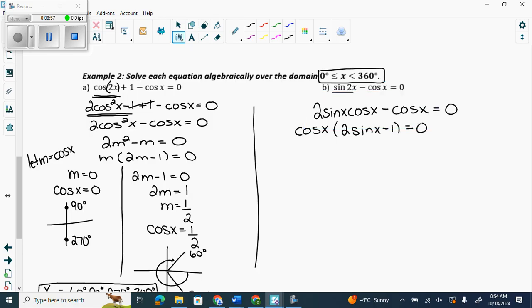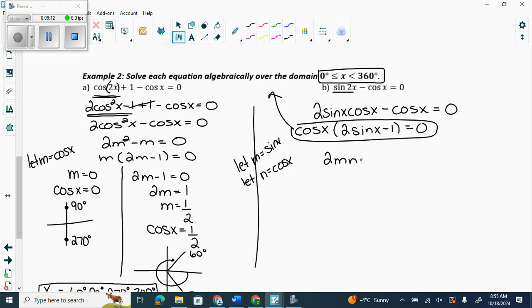That is an option. Or, I'm going to caveat that, pull it out. You could go let m equal sine x. You could go let n equal cos x. And you could go 2mn minus n equals 0. Take an n out. 2m minus 1 equals 0. n equals 0. 2m minus 1 equals 0. m equals a half.